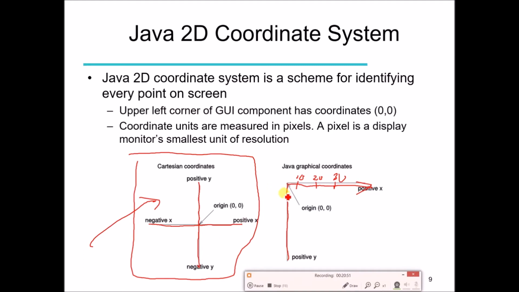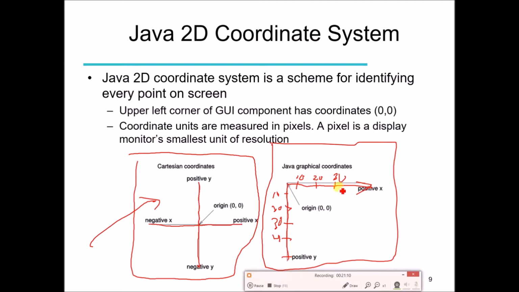But here, when we move downward in the Java graphical coordinate system, our values are increasing and are always positive. For example, here it can be the value 10, and it can be 20, 30, 40, and so on. So this is the coordinate system we are going to use in this course or in the lab.